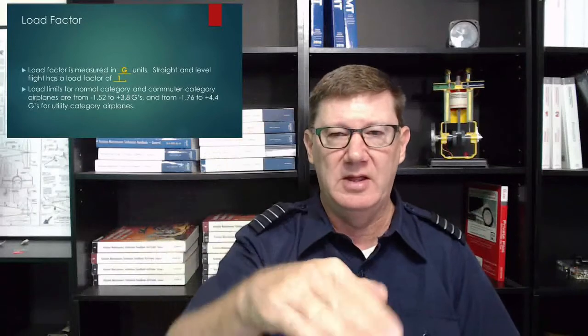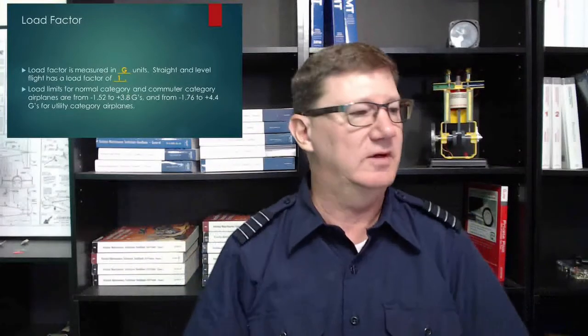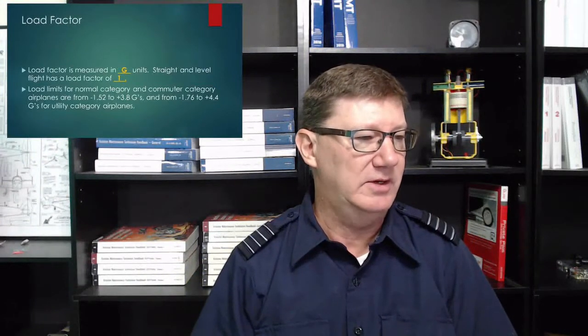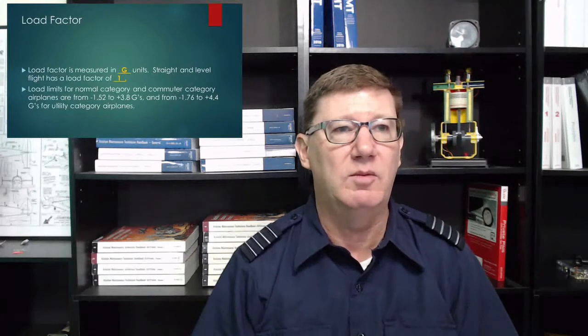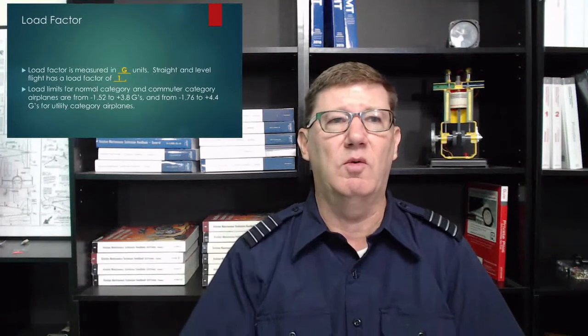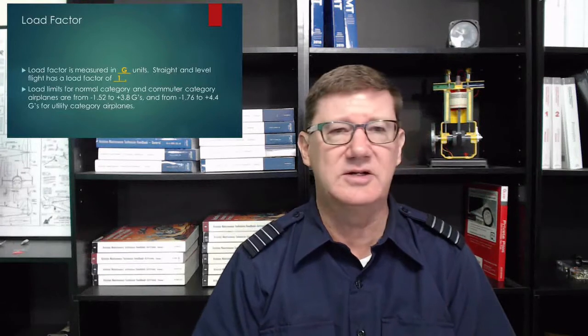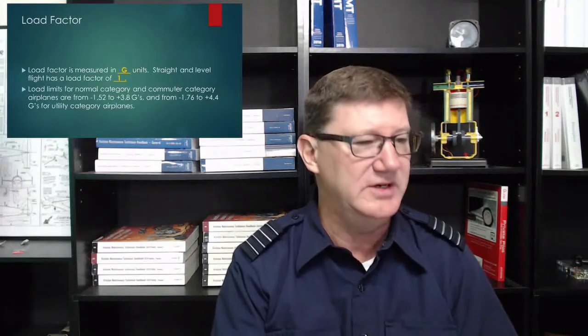A negative G is like if you're on a roller coaster and you go over a hump and you feel that lift in your seat. That is negative Gs. The commuter and normal class airplanes are rated for negative 1.52 Gs and positive 3.8 Gs, so almost 4 times your normal weight being pressed down on you. And then for utility class aircraft, that goes up to negative 1.76 Gs and positive 4.4 Gs. The airplane's a little bit lighter, and it's able to pull a little bit more Gs in each direction.